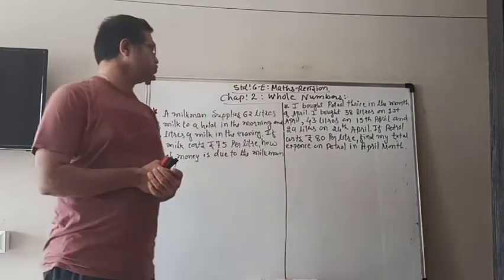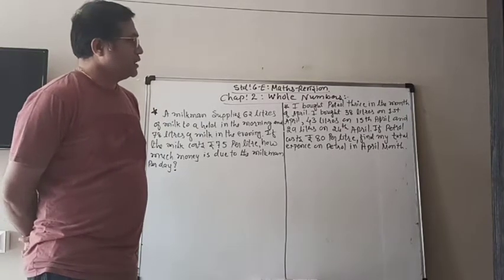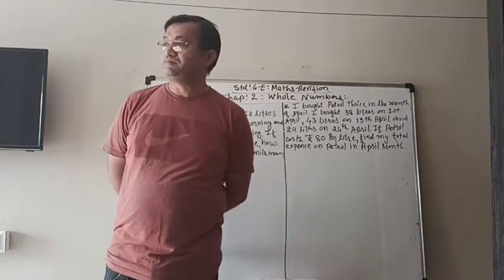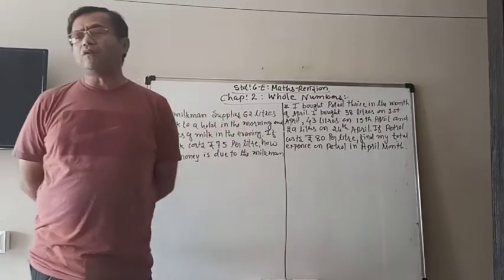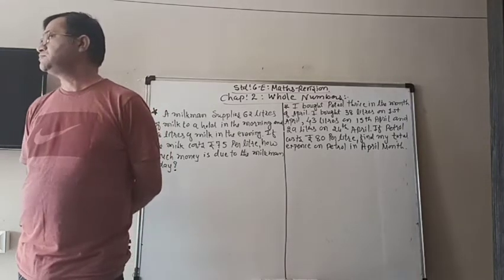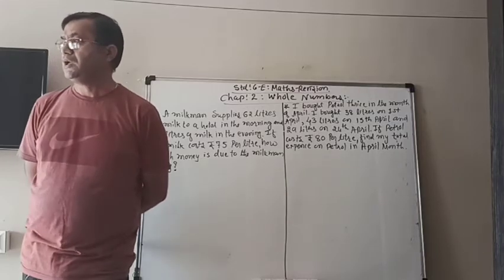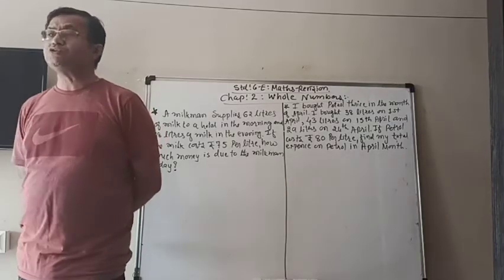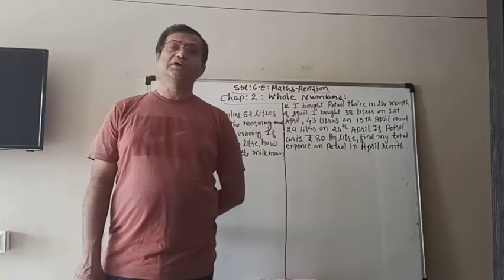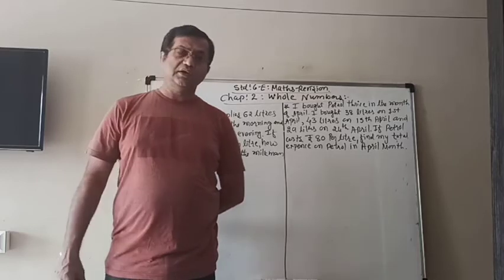Chapter number 2 in mathematics, whole numbers. We are almost at the end of the revision. Now we learn about the different properties of the whole numbers. We also learn how to use those properties for solving multiplication in short.